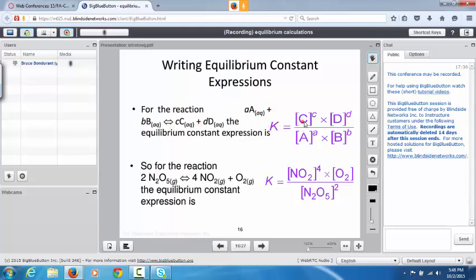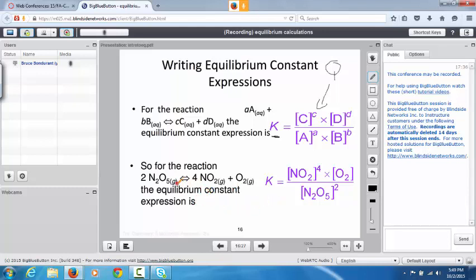The equilibrium constant is the concentration of the products, C to the c times D to the d, over A to the a times B to the b. When this is at equilibrium, this is the equilibrium constant. We'll see that this ratio in general, whether at equilibrium or not, is called the reaction quotient Q. This will be explained later in chapter 17. We'll look at what Q means and why this special equilibrium case exists from a thermodynamics perspective.